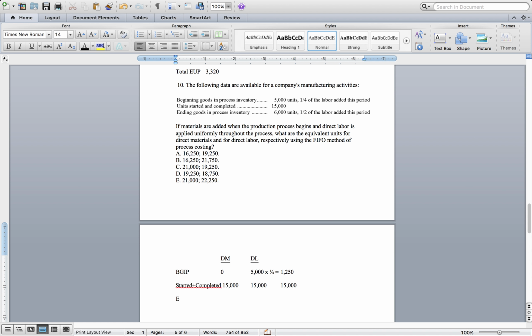And the last part is my ending goods in process. Okay, for direct materials, that's going to be 6,000. You want to add all of them. Okay, for direct labor, I'm going to take 6,000 times 1 divided by 2. Take half of them. Remember, half of 6,000 is 3,000.